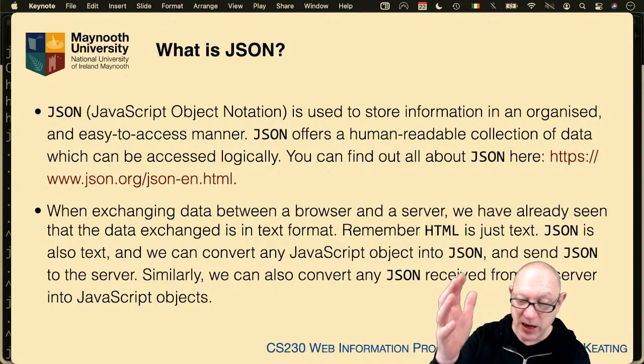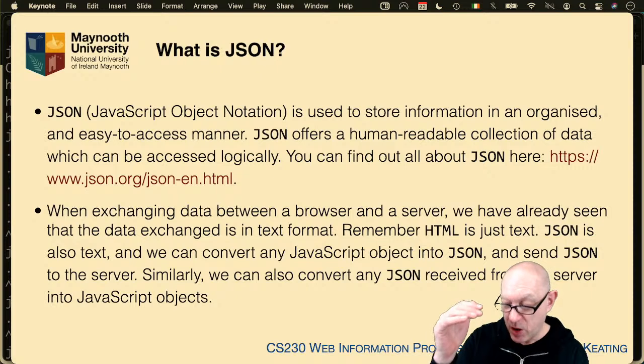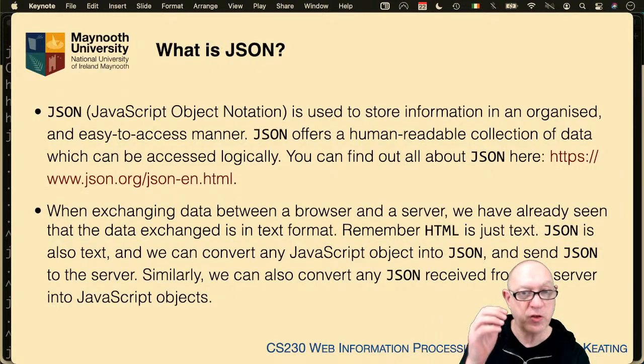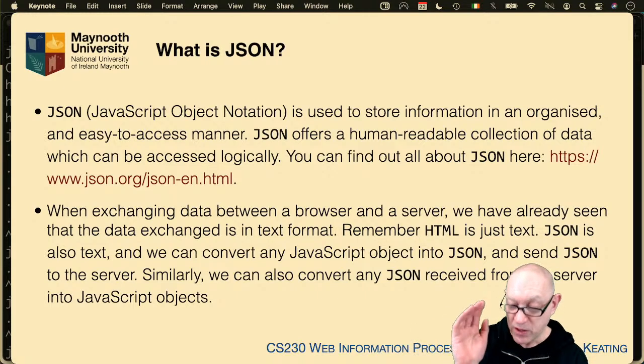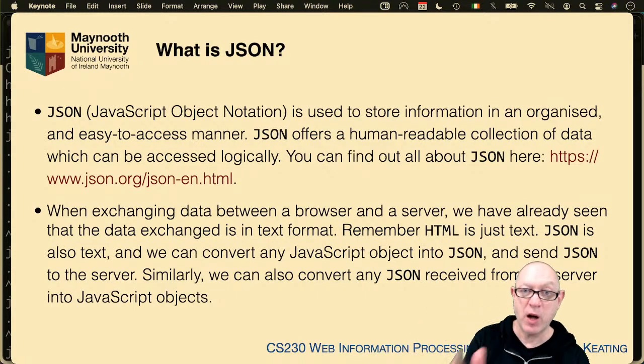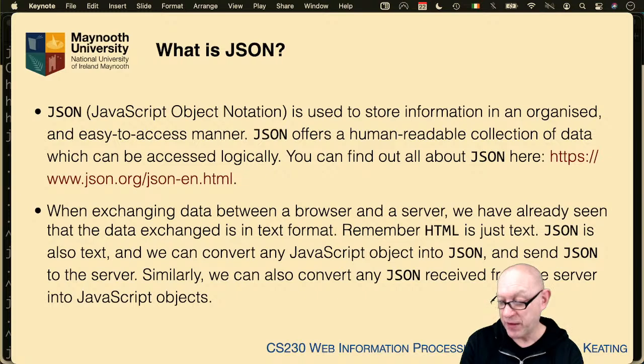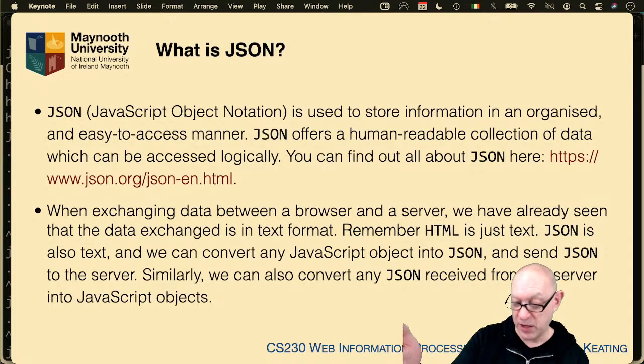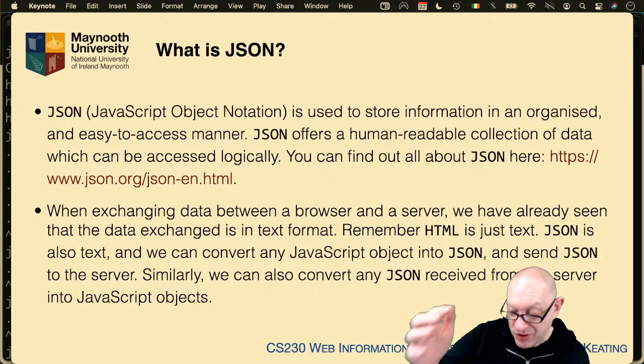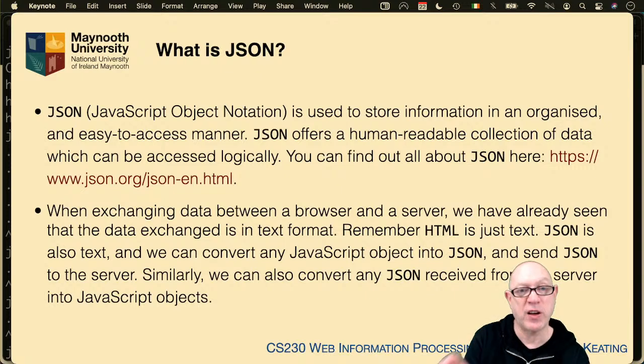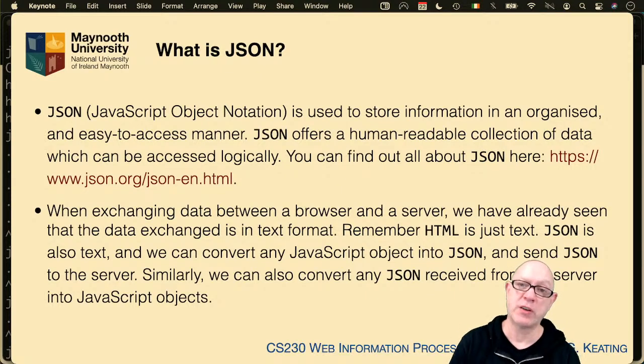So when we exchange data between a browser and a server, we've already seen that the data is exchanged in text format. HTML is just text. JSON is text. And we can convert any JavaScript object to JSON and then send JSON to the server. We can also convert any JSON received from a server into a JavaScript object. So this becomes really, really powerful for us when we want to start doing some client-server work.